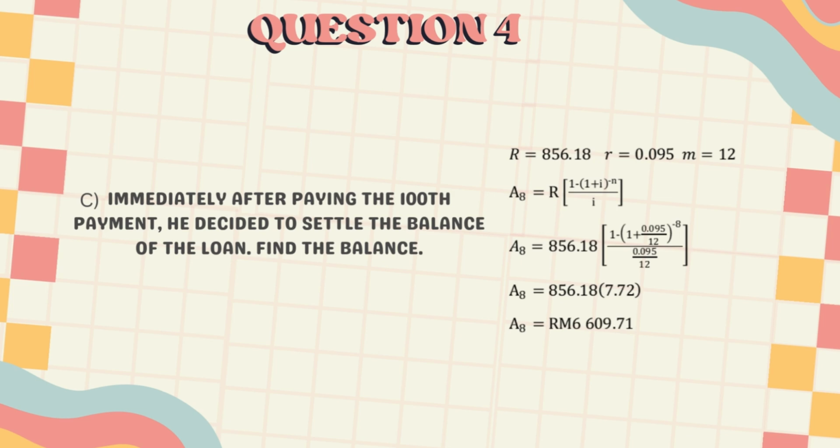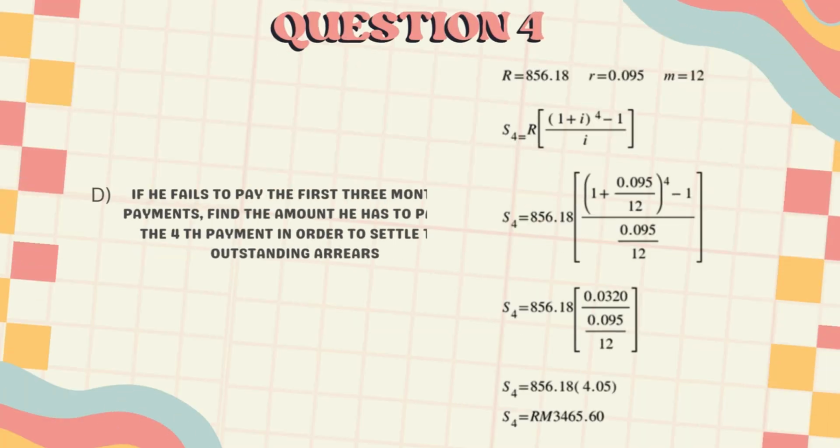Solve it one by one in the calculator. And we will get AX equals 856.18 open bracket 7.72 close bracket. And the answer of the AX equals 6,609.71 ringgit Malaysia. So this is the answer for this question.